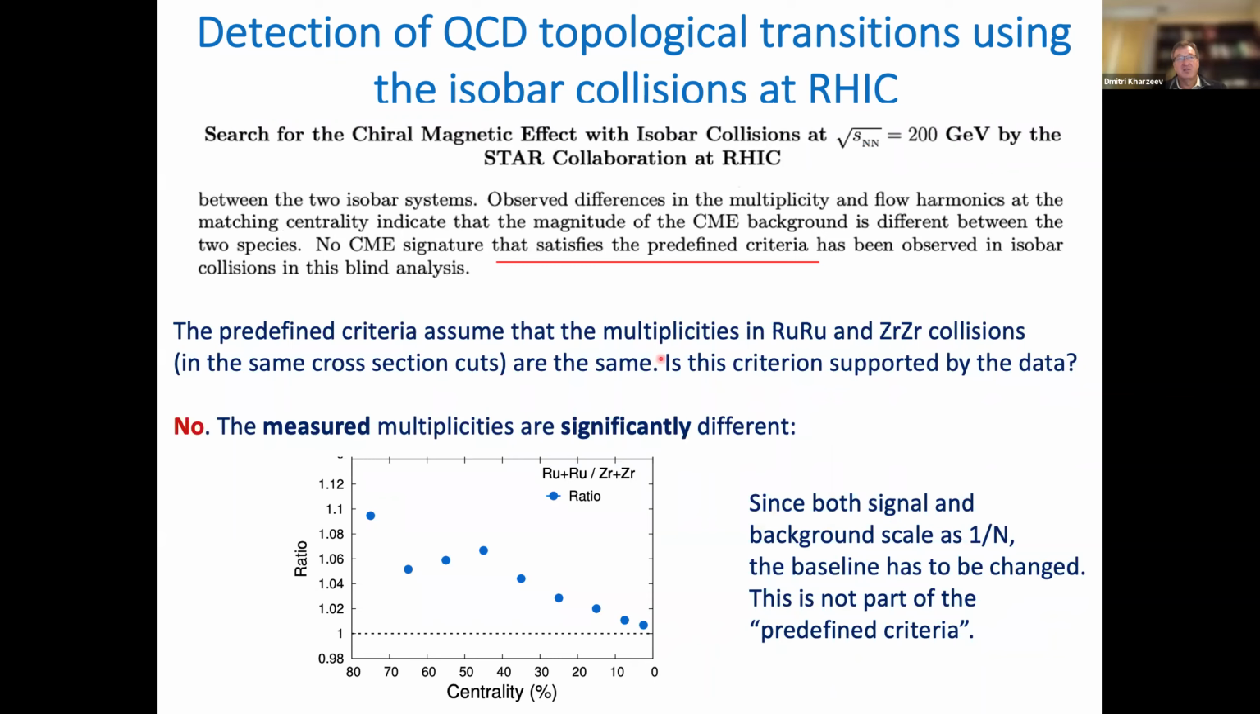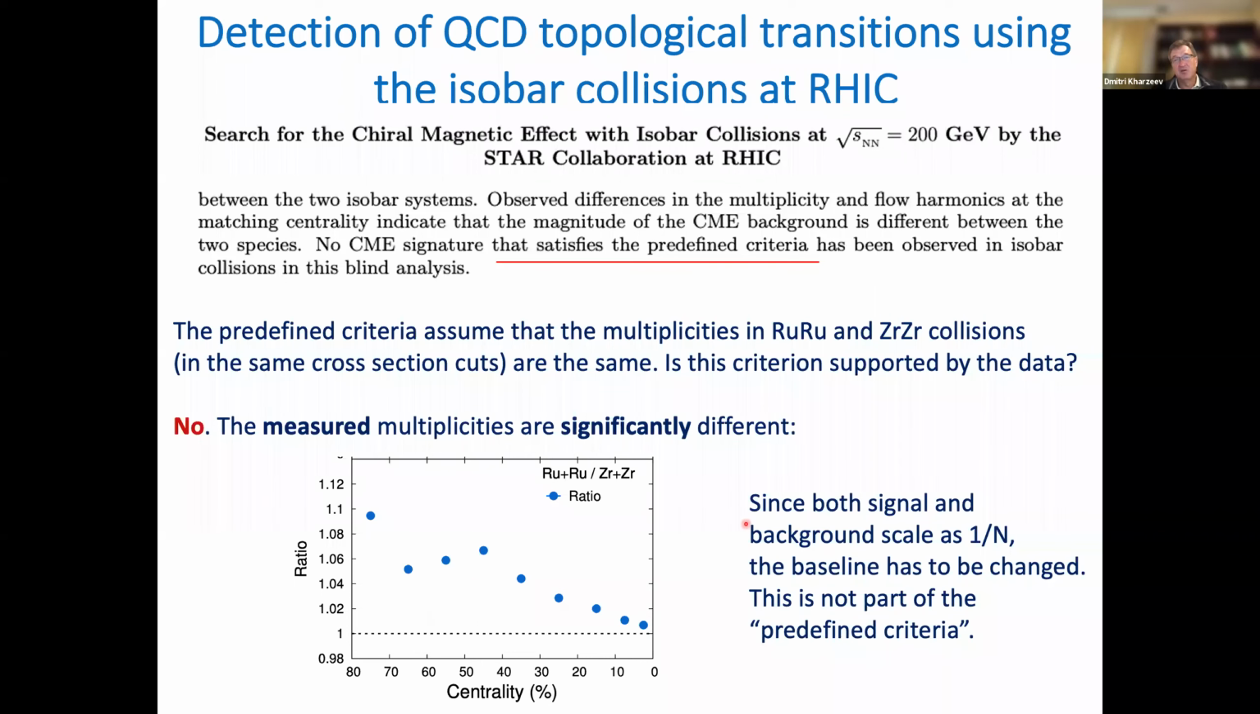Well, the point is that the predefined criteria, as I already mentioned before, assume that multiplicities in ruthenium-ruthenium and zirconium-zirconium collisions in the same centrality cuts are the same. So is this criterion supported by the data? Well, of course, the ratios of multiplicities have been directly measured. So here is this ratio from the STAR paper, and you can see that multiplicities are very significantly different in ruthenium-ruthenium and zirconium-zirconium, as I explained, due to the difference in the shape of ruthenium and zirconium. And this is not a small effect we are talking about. So this is the range that was used in the analysis, and you can see that there is a very significant difference in multiplicity.